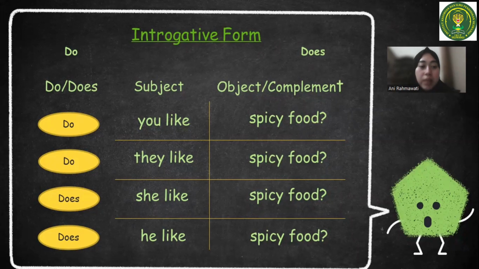For example, do you like spicy food? Do they like spicy food? Does she like spicy food? Does he like spicy food? Here, the subjects that use does are she and he. So, the subjects that use does are he, she, and it. This means that subjects other than these use do.